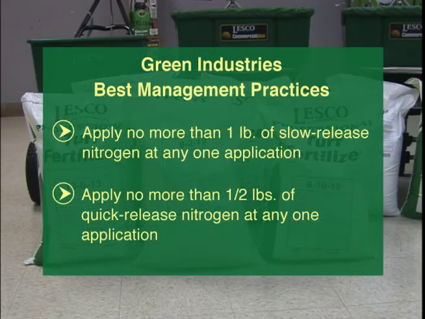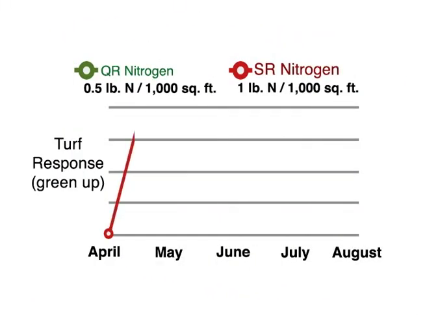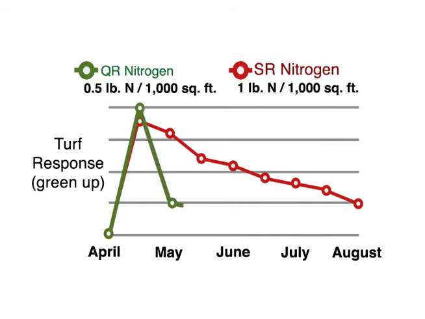Green Industry's Best Management Practices prescribes applying no more than 1 pound of slow-release nitrogen or no more than 1/2 pound of quick-release nitrogen at any one application. Research has shown that turfgrass is able to utilize all or practically all of the slow-release fertilizer applied when applied at the rate of no more than 1 pound of nitrogen per 1,000 square feet per application. Also, turfgrass is able to utilize all or practically all of the quick-release fertilizer when applied at a rate of no more than 1/2 pound of nitrogen per 1,000 square feet per application.